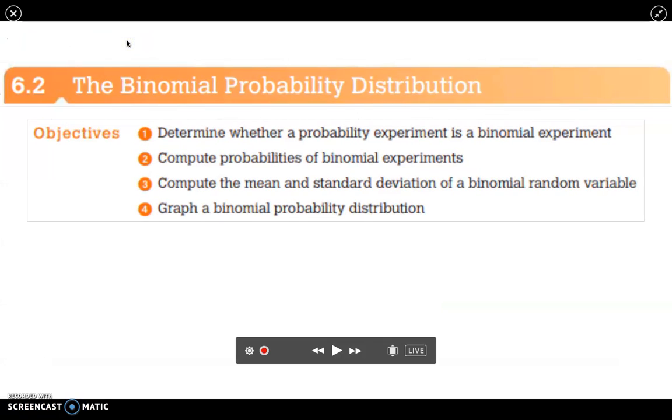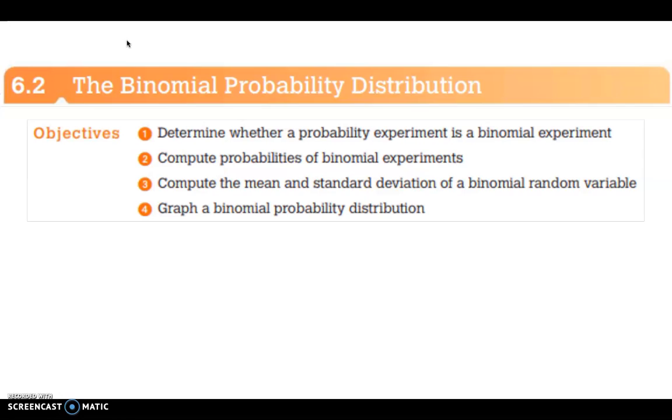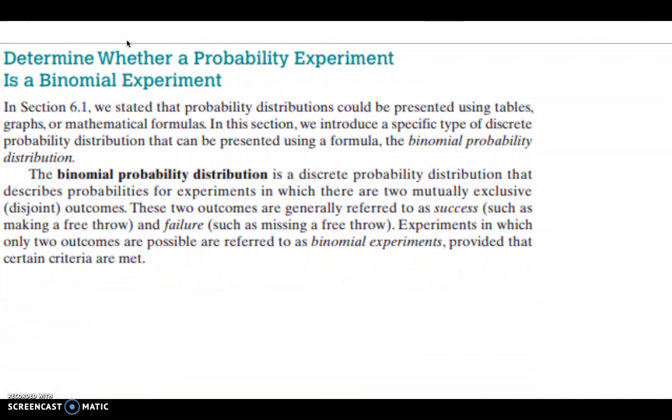All right, this is section 6.2. We're looking at the binomial probability distribution, and you can see our objectives there. Determine whether a probability experiment is a binomial experiment, compute some probabilities, compute means, standard deviations, and then graph. So let's talk about what is this thing. Determining whether a probability experiment is a binomial experiment.